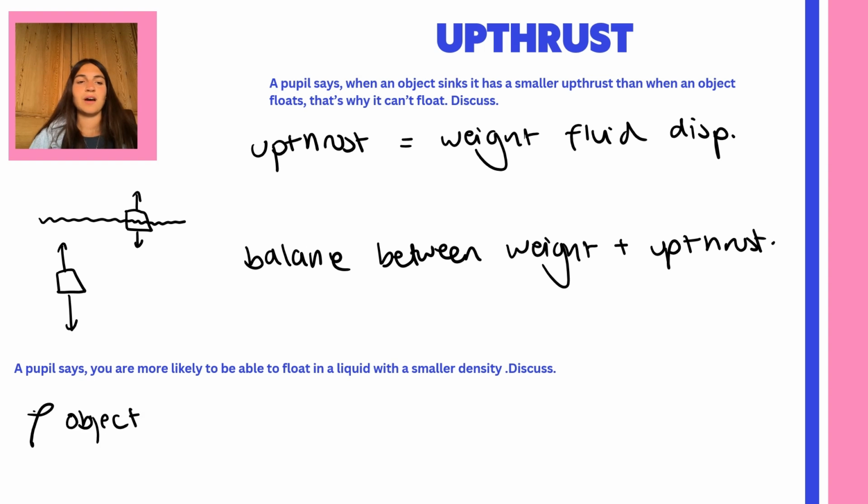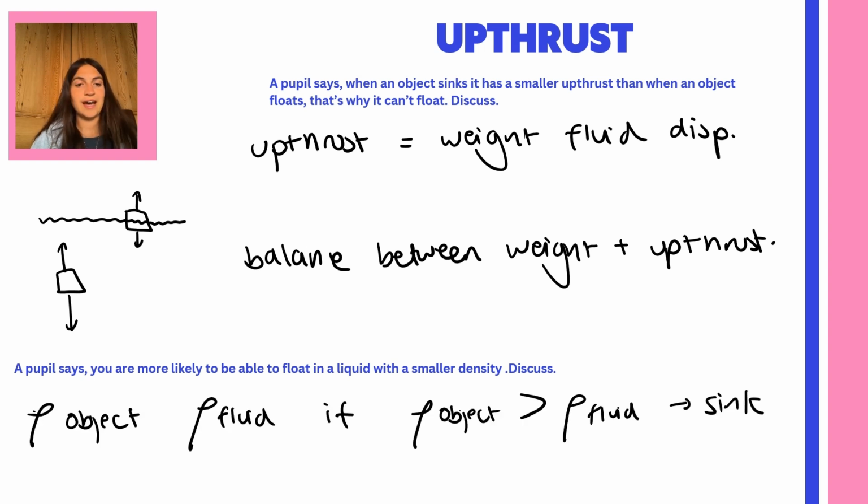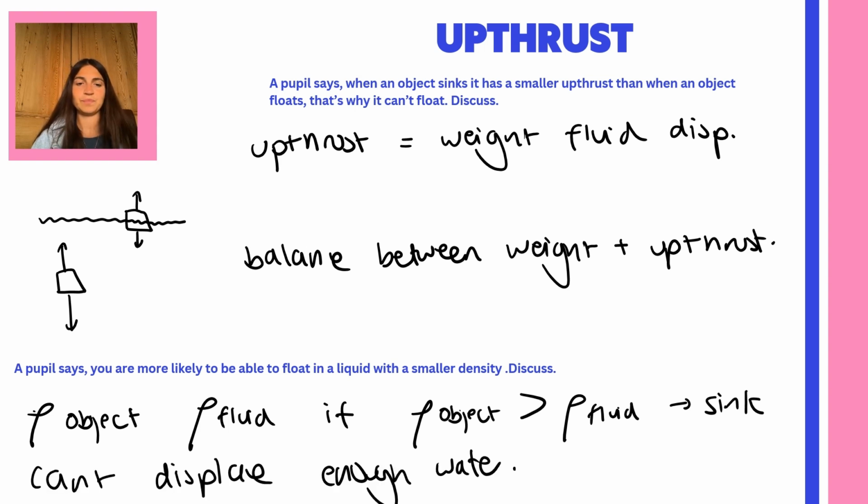Okay, so this is the idea that we can have a look at whether something's going to float or not by comparing the densities, the density of the object and the density of the fluid that you've put the object in. So if the density of the object is larger than the density of the fluid, it will sink because it can't displace enough of that fluid to have a large enough upthrust to float.